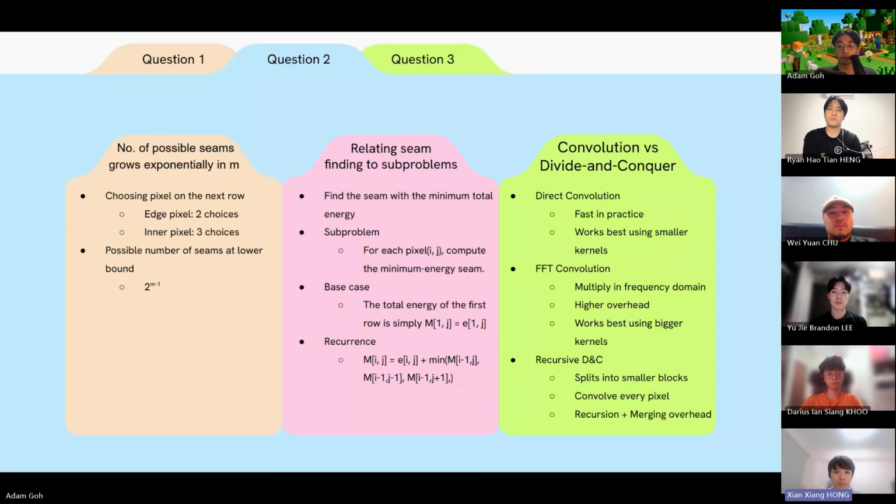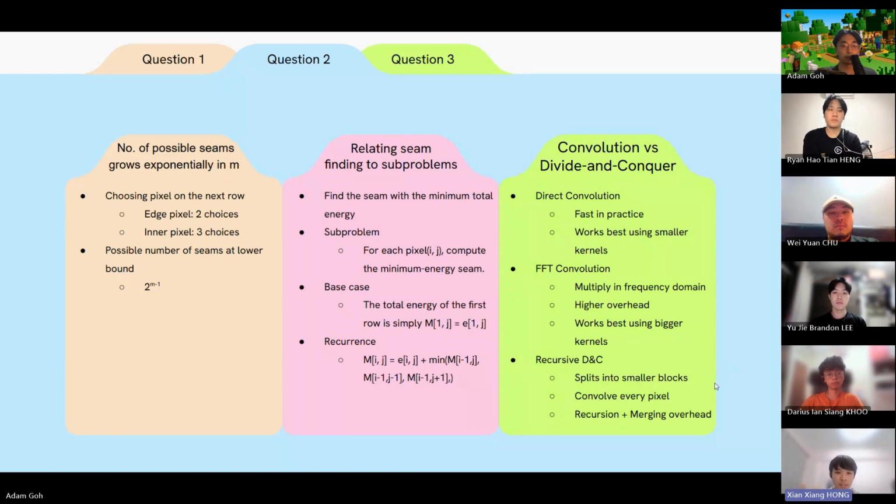Because we are making one of these choices at every row, the number of possible seams grows exponentially with the height of the image. And at the lower bound, there are 2 to the n-1 power possible seams for an image with m rows. Next, we will relate seam finding to subproblems.